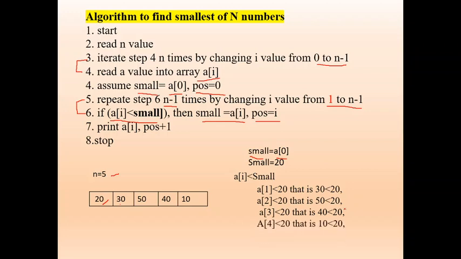Then, is A of 4 less than 20? Yes, A of 4 is 10. 10 is less than 20. If A of i is less than small, then what I am doing? I am giving the A of i value to small. Then printing small and position plus 1. So now what is my small value? 10. A of i is 10, and the 10 will be given to small. So my updated small is 10 and its position is 5.